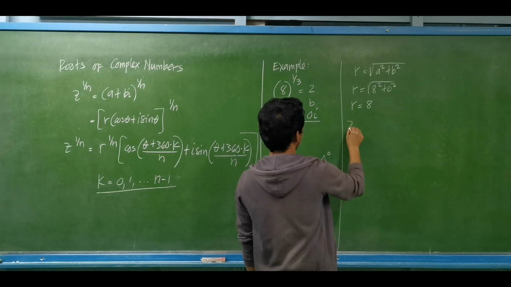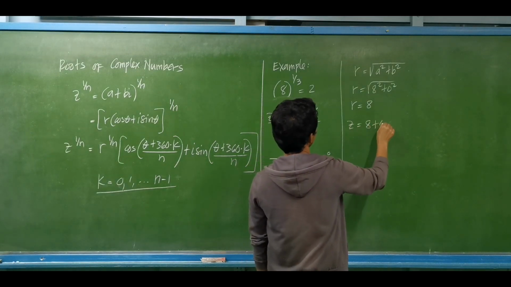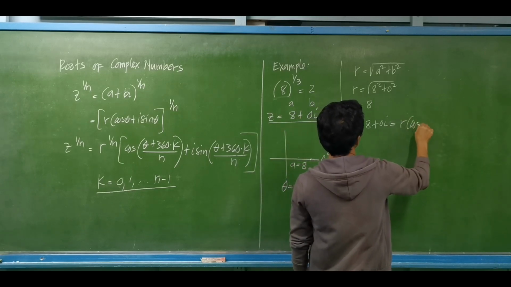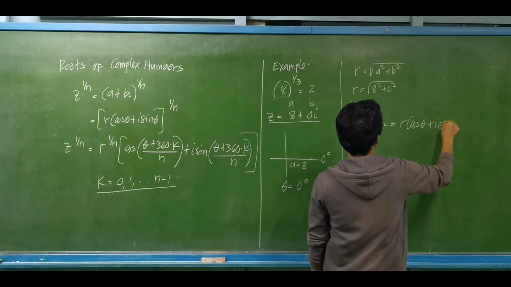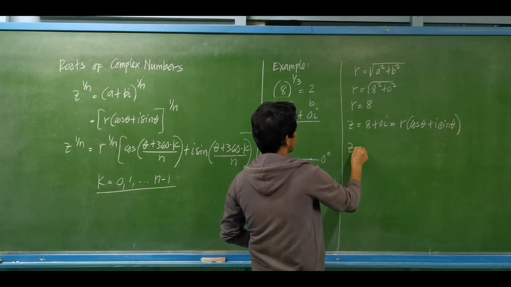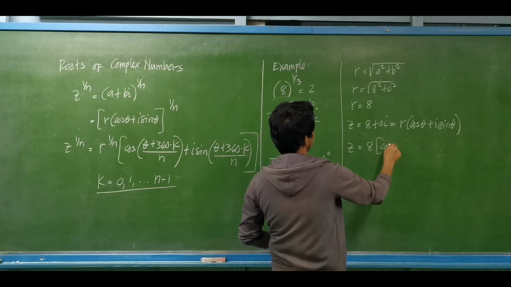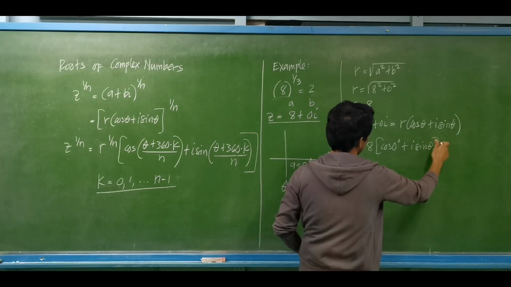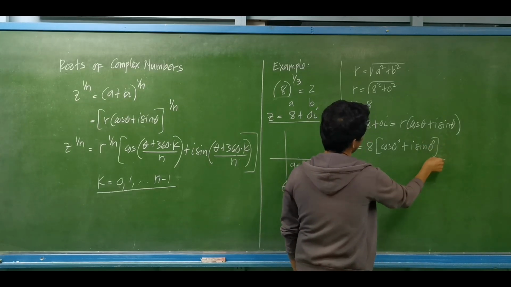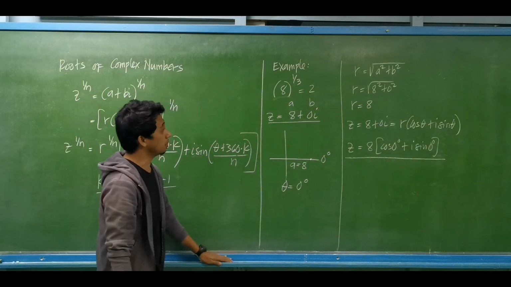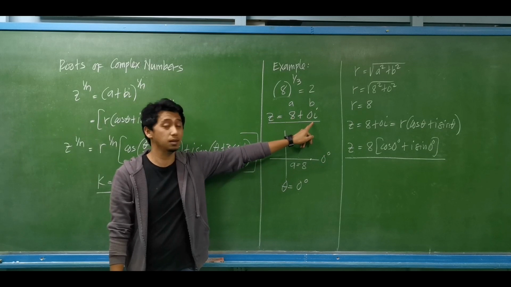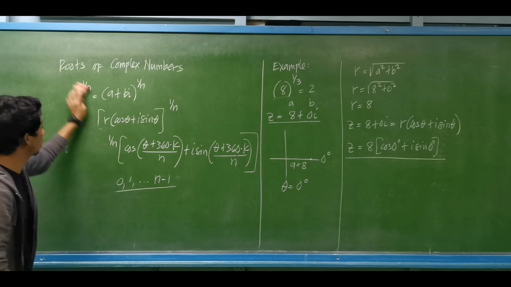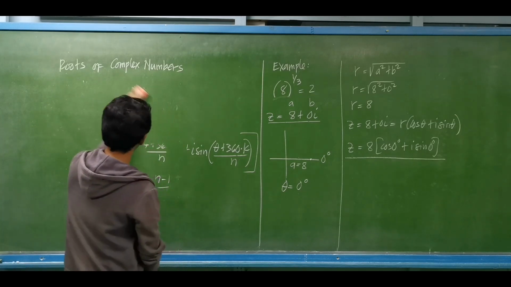If we are to convert this into polar form, r cosine theta plus i sine theta, we have 8 times cosine 0 plus i sine 0 degrees. This is the equivalent polar form of this complex number having a 0 imaginary part. So what if we are now to raise that to 1 over 3 to determine the cube root?